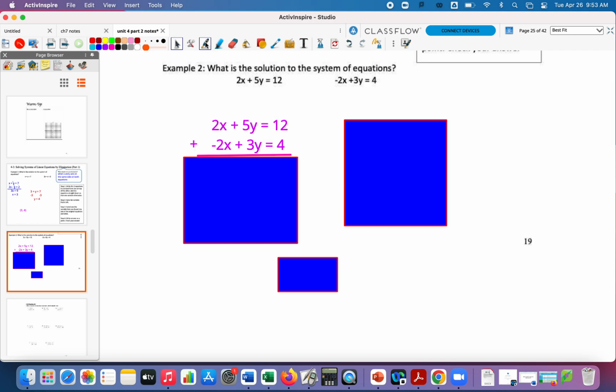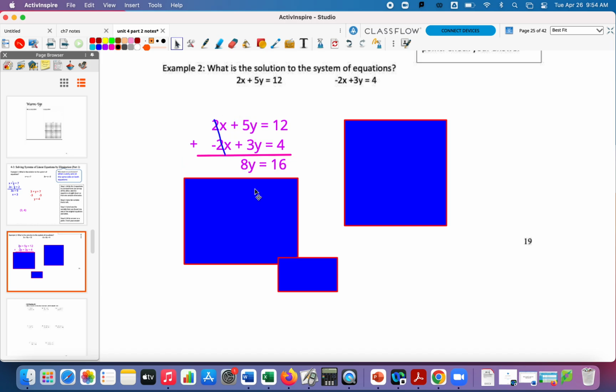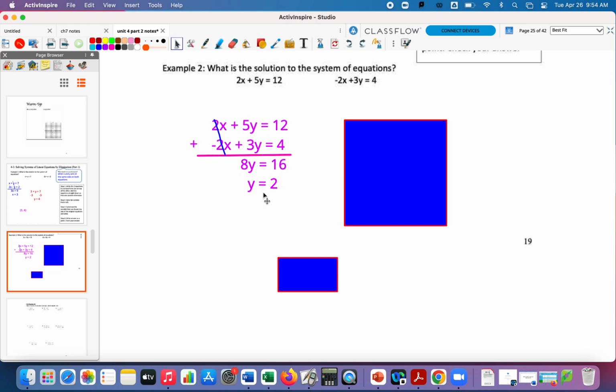And once again, I'm going to add here. Notice we have a 2x plus a negative 2x, or in other words, 2x minus 2x. That's just 0. And this will be in a later video, we basically want these to be the same number, one positive, one negative. They'll eliminate. So 5 plus 3 gives me an 8y. 12 plus 4 over here gives me 16. So when we divide by 8, how about y equals 2?